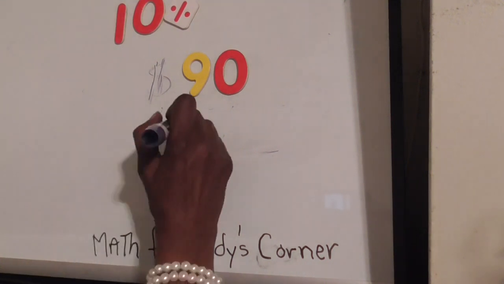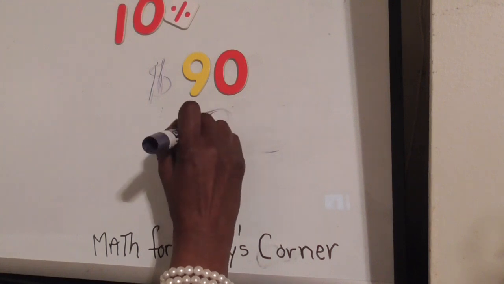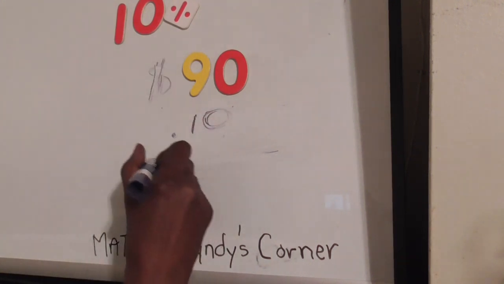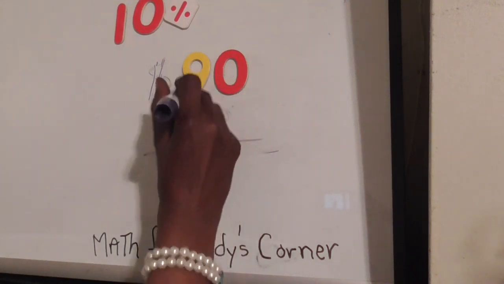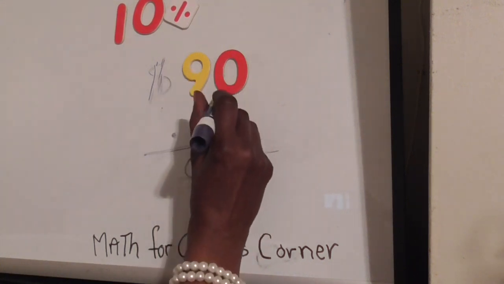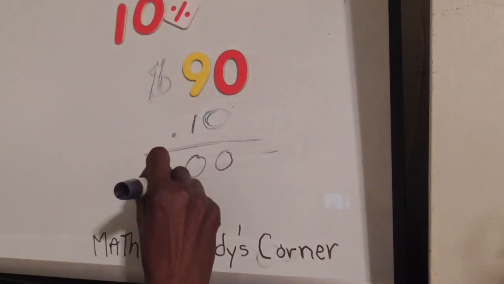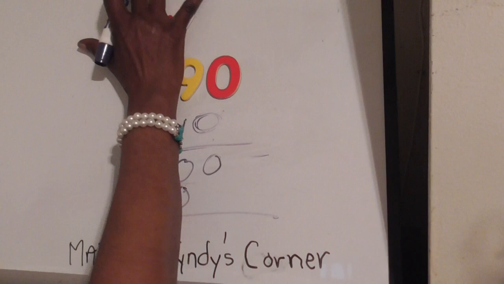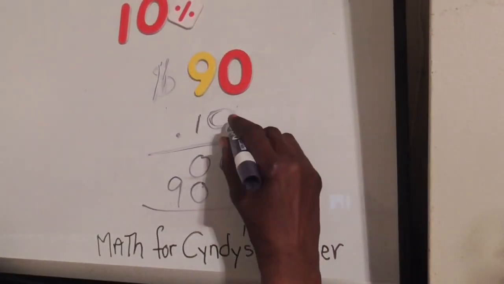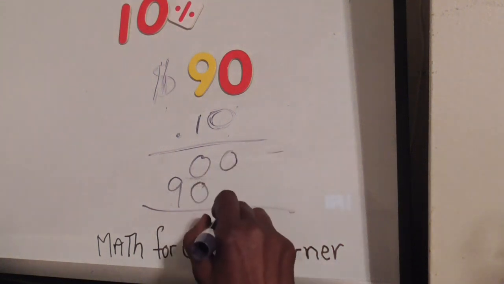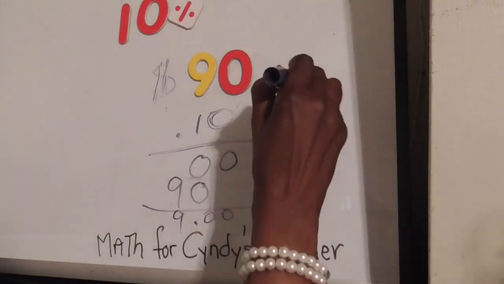Same process. Decimal 10, because decimal 10 is the same value as 10%. 0 times 0 is 0. 0 times 0 is 0. 0 times 1 is 0. 9 times 1 is 9. How much is 10% of 90? 0, 0, decimal 9. $9.